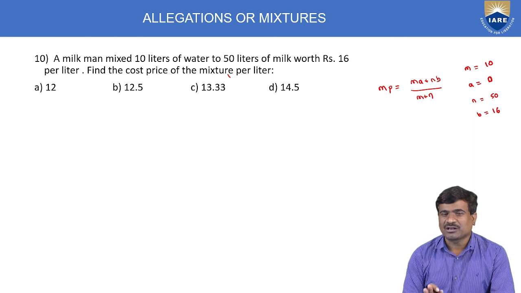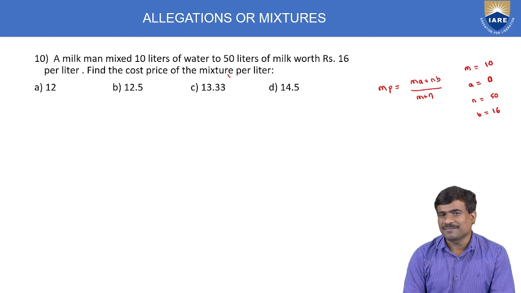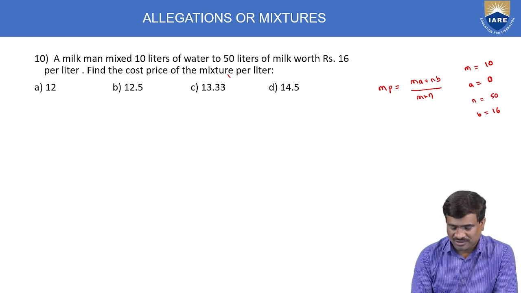A and B are cost prices: A is the cost price of water, B is the cost price of milk, M is the quantity of water, N is the quantity of milk. All values are given except water. We know that if the water price is not given, assumption 0, then A is equal to 0.